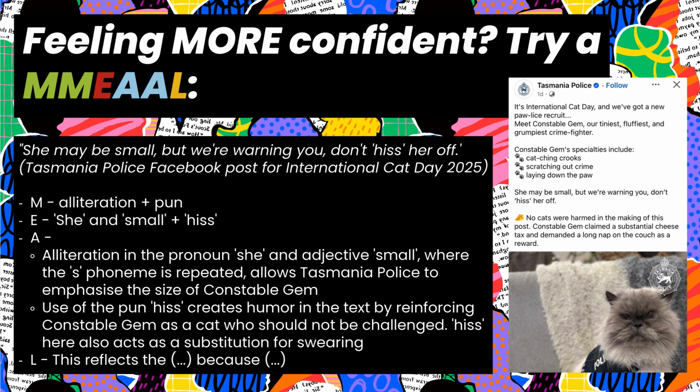within the set text. So here, we've added in the second piece of meta-language with the pun in "don't hiss her off." In our analysis, we've added a point about how hiss here creates humor through a pun because it's reinforcing Constable Jem as a cat who should not be challenged. But of course, we also have to acknowledge that hiss is acting as a substitution for swearing. And I'm sure you can figure out which swear word Tasmania Police have deliberately avoided using on social media.